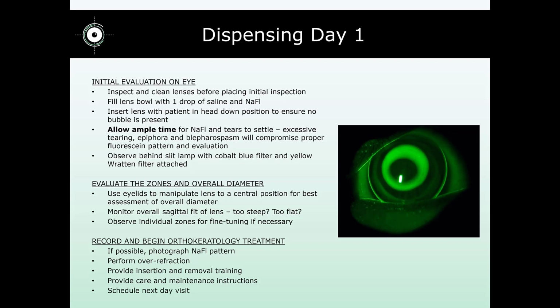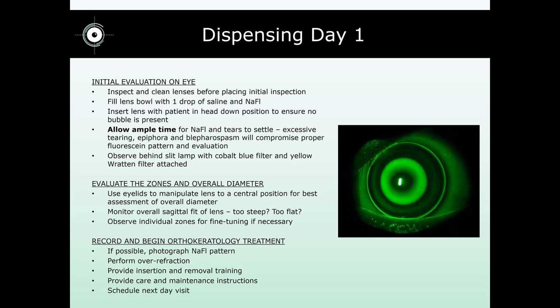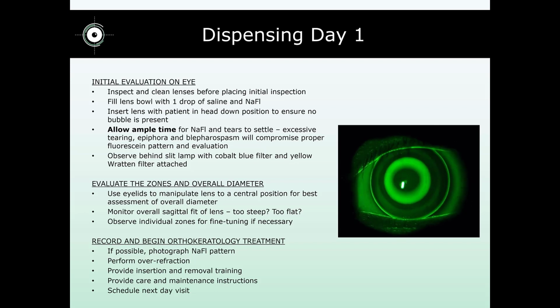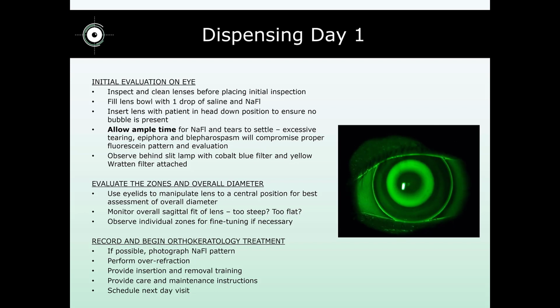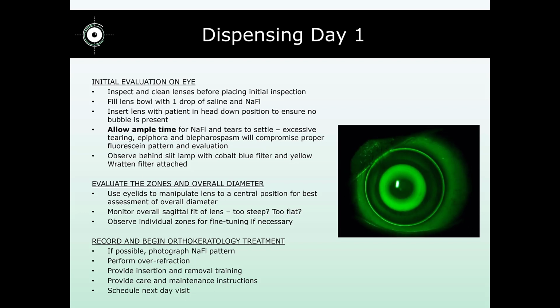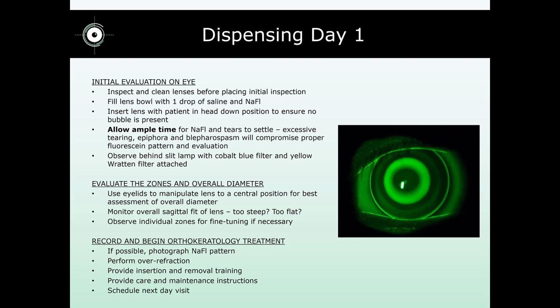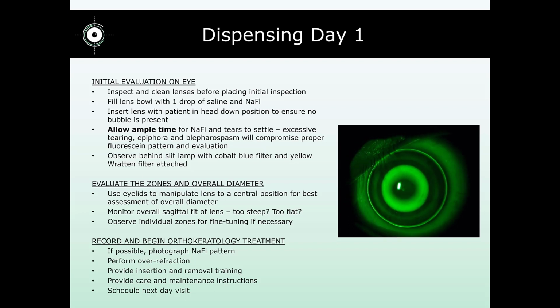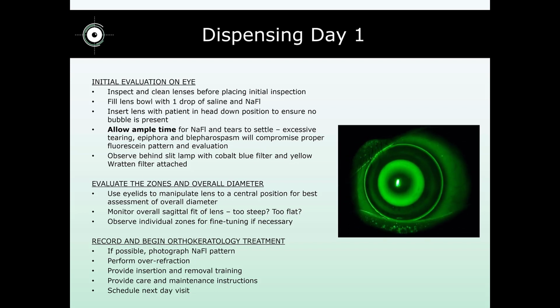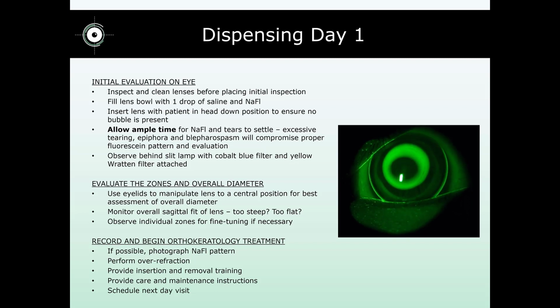Observe behind the slit lamp with cobalt blue filter and yellow Wratten filter attached. Then evaluate the zones and overall diameter. Using the eyelids, manipulate the lens to a central position for best assessment of overall diameter. Monitor the overall sagittal fit of the lens. Is it too steep or too flat? Observe individual zones for fine-tuning if necessary.